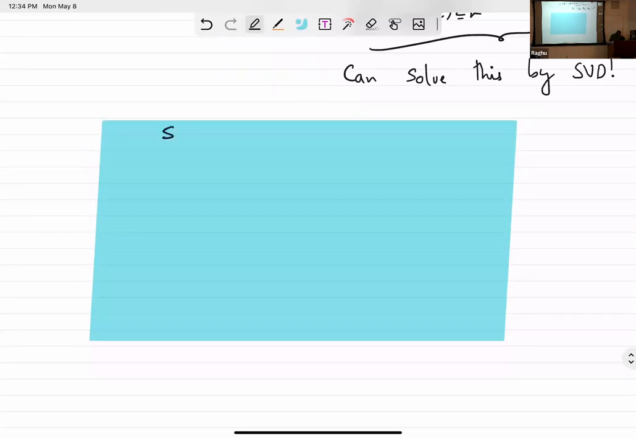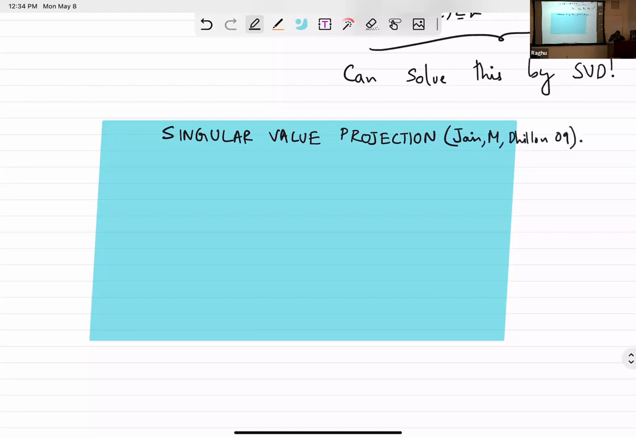Which we called singular value projection. And this is from a paper with Jane, myself, and Dylan from 2009.